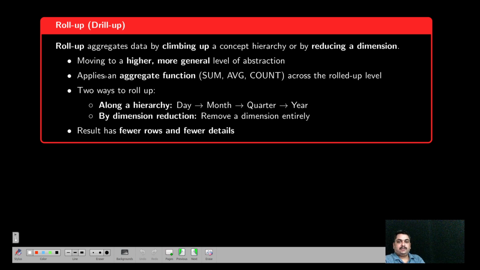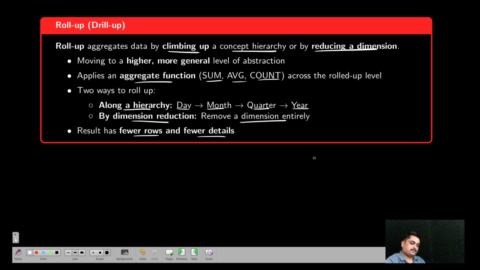So now let us understand the roll up, which we also call drill up. Roll up aggregates by climbing up the concept hierarchy or by reducing a dimension. So roll up can be of 2 types. One is going from a lower concept hierarchy level to a higher level, or it can be by reducing a dimension, removing a dimension. It applies aggregate functions like sum, average, and count. There are 2 ways to roll up, as said before: along the hierarchy, for example day to month, month to quarter, quarter to year; or by dimension reduction, by removing a dimension entirely. So this results in what? Fewer rows and fewer details.